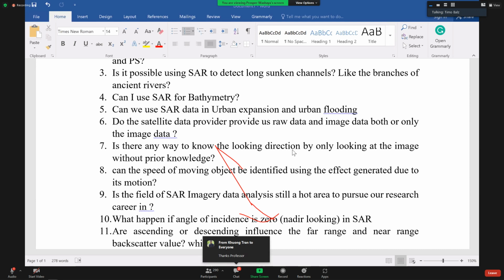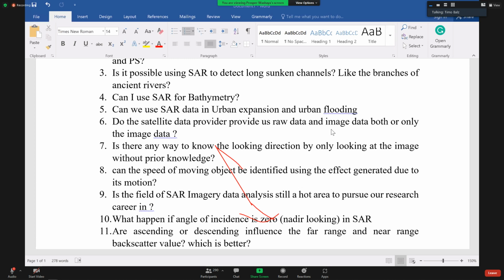Can the speed, let me check the time. Yeah, okay. Can the speed of moving objects be identified using the effect generated due to its motion? Yes, it can. For the fun of it, I will also show you that next time. I have some slides on that as well. Is the field of SAR imagery data analysis still a hot area to pursue a research career in SAR image data analysis? That depends on what you want to analyze, right?